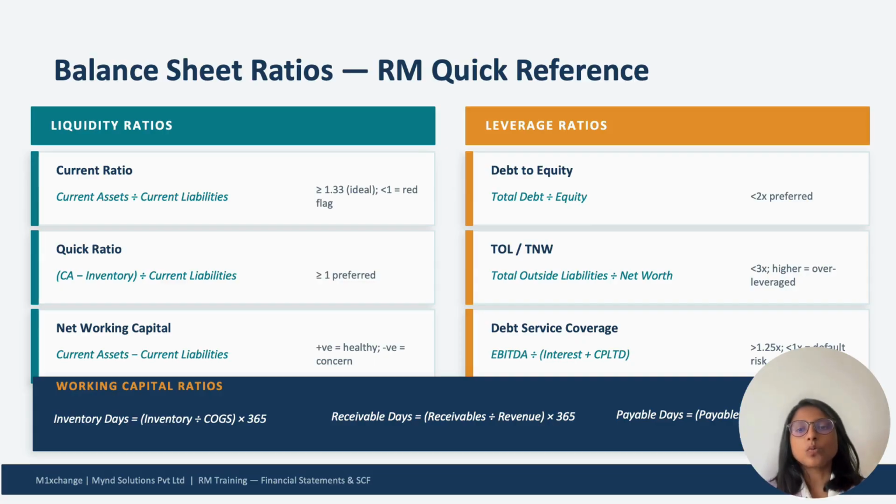Okay, so when I say current portion of long-term debt, what do I mean by that? So for example, if a company has taken a long-term loan of 100 crores for say 10 years. Now each year say the repayment is 10 crores. Okay, so in 10 years it'll repay the entire principal. Fine. So for the next year, what will be my repayment? It will be 10 crores, because every year I'm paying 10 crores, right?